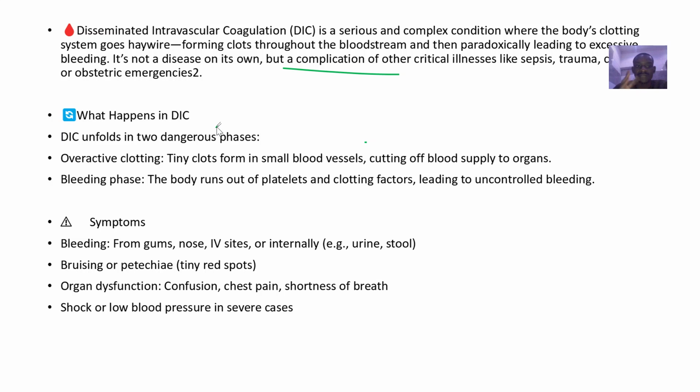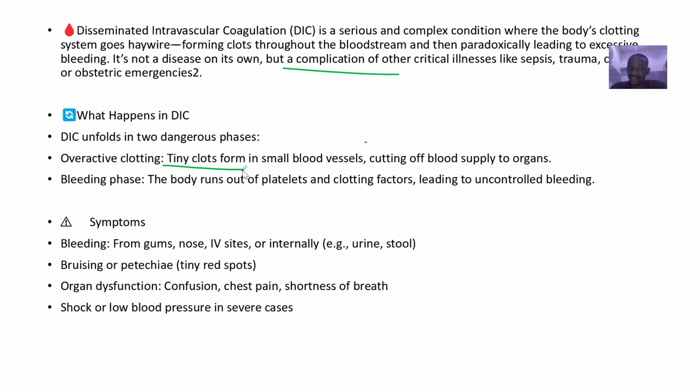Alright, so there are two phases. So first of all, there are so many clots, right? So these clots can block blood vessels. This will now block how blood is reaching the organs. Do you understand? Then next, the body runs out of platelets that should form the clots or clotting factors. Now this will lead to bleeding. Do you understand? The body overworks the platelets, uses them up, overworks the clotting factors, uses them up.